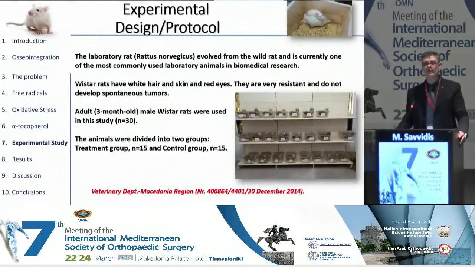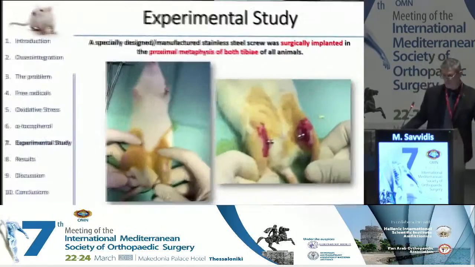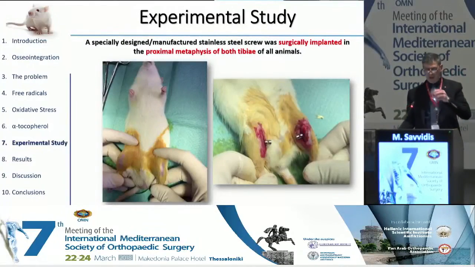This is our experimental design and protocol based on the ideas I gave you so far. 30 adult male Wistar rats were used in this study, and the animals were divided into two groups, 15 each. A specially designed stainless steel screw was surgically implanted in the proximal metaphysis of both tibiae of all animals, as we see in these photos from the lab.